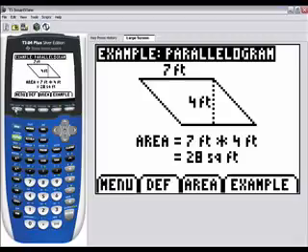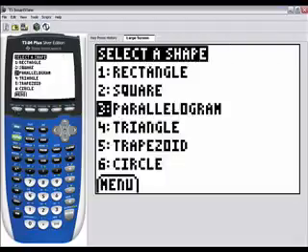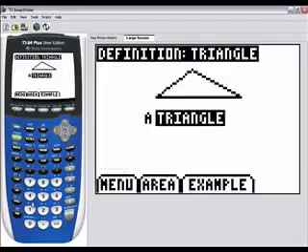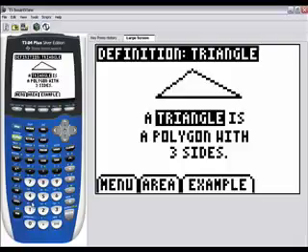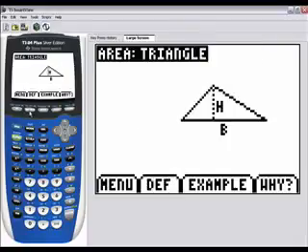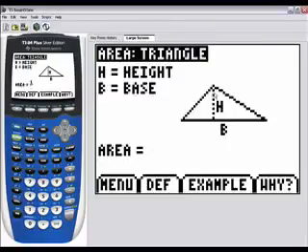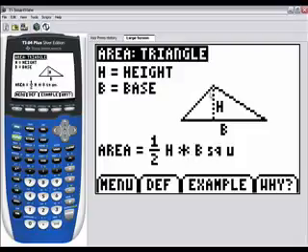Okay. And lastly, triangles. And here's the area. So you've got your base. Your height, again, is from an altitude. It goes from a vertex down to the opposite side, down to the base, that is, and makes a right angle.